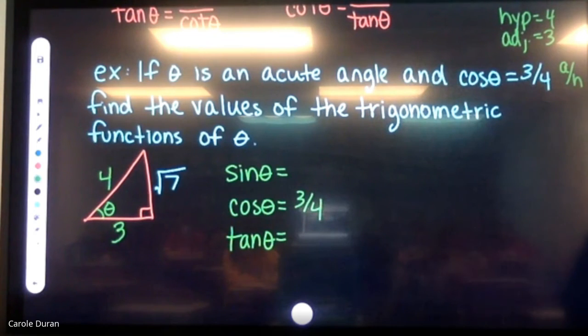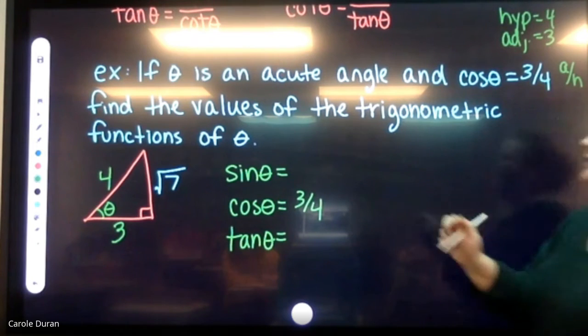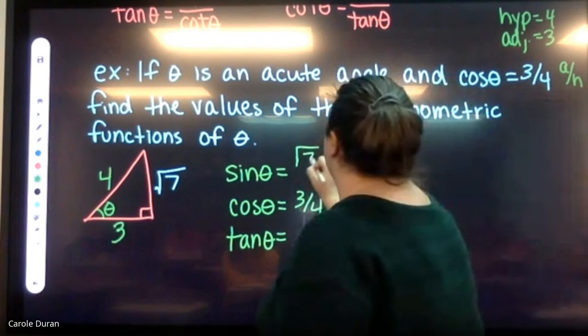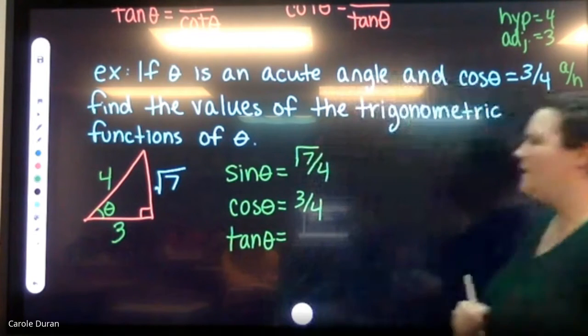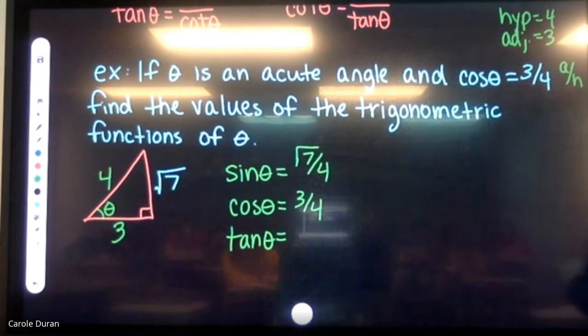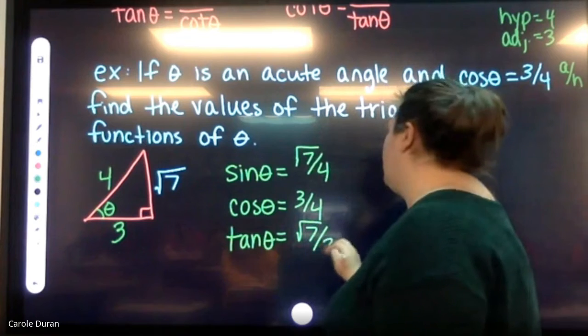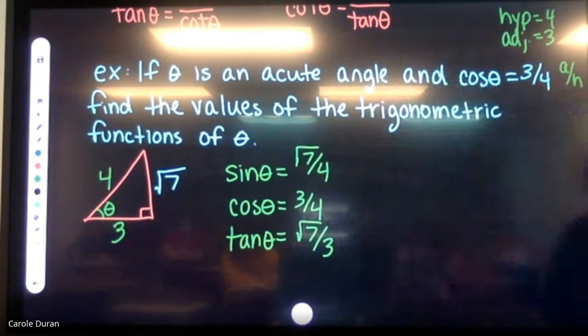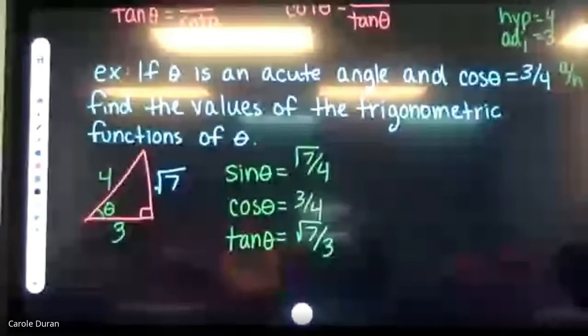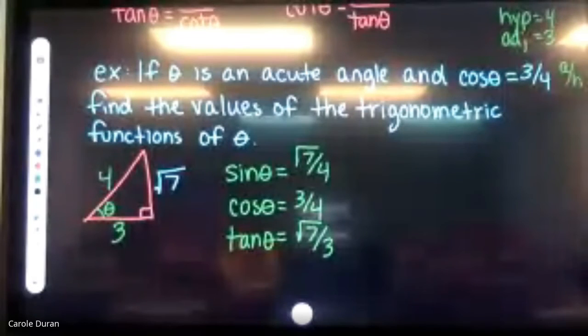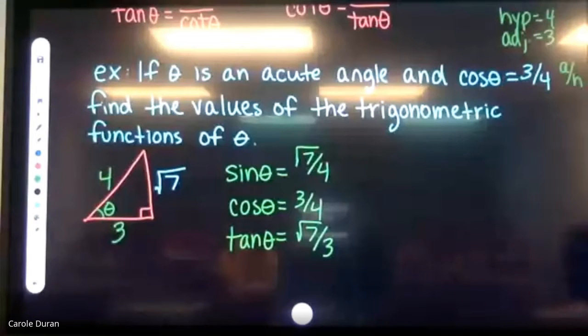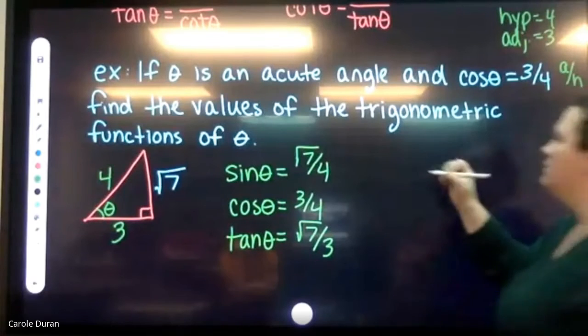What is sine going to be then? Square root of 7 over 4. What is tangent going to be? Square root of 7 over 3, because it is opposite over adjacent. Using this information, I would like you to find the next 3 trig functions: cosecant, secant, and cotangent.